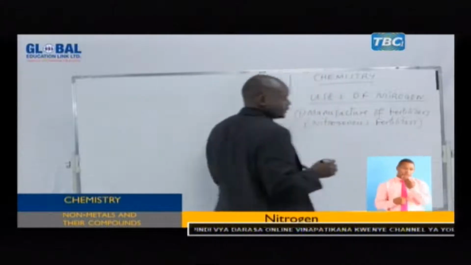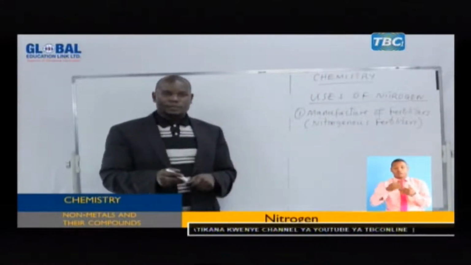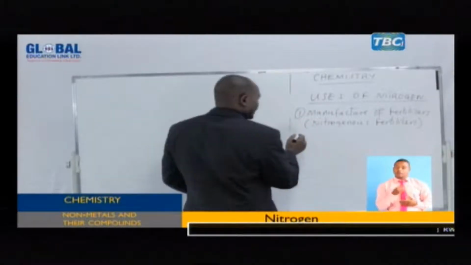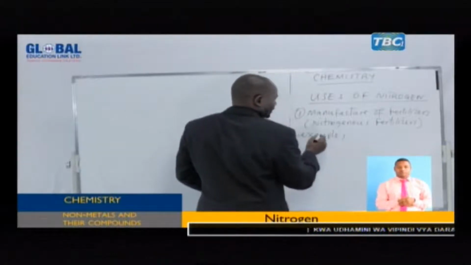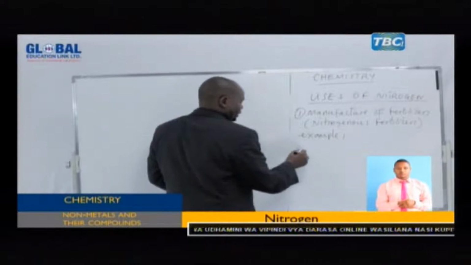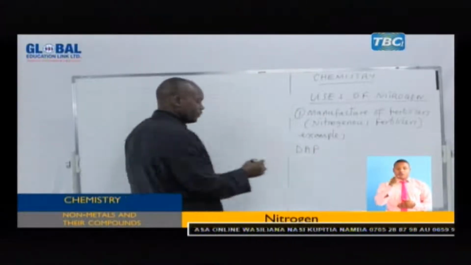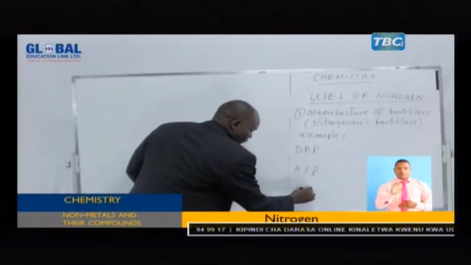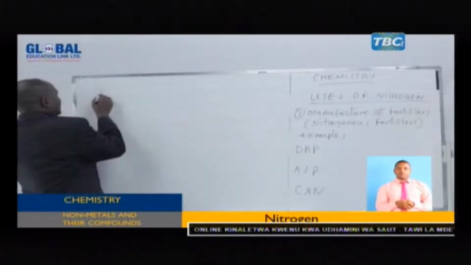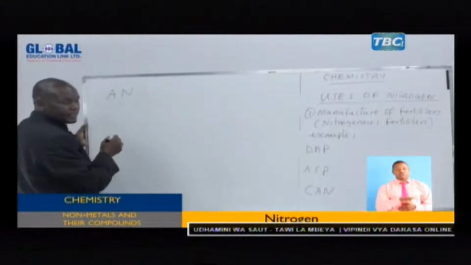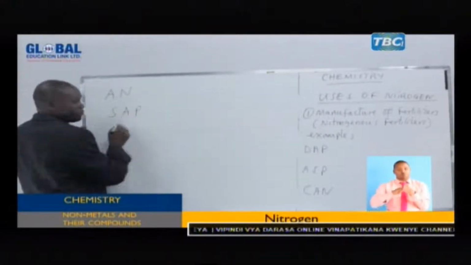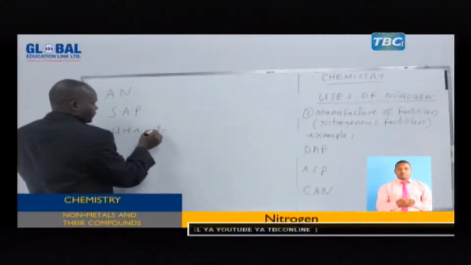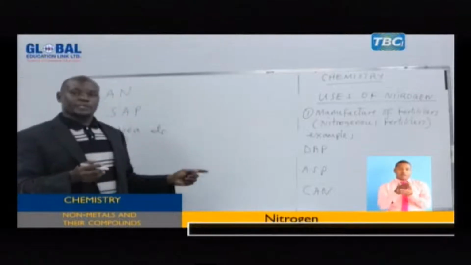fertilizers manufactured in industries that contain nitrogen as the main constituent element in the compounds that make up those fertilizers. Examples of nitrogenous fertilizers: we have DAP, ASP, CAN, AN, SAP, urea, and so on. So these are some examples of nitrogenous fertilizers.